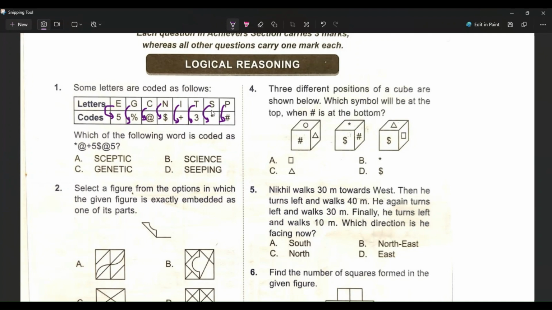So we know the star is coded as S. So let me write, for star the letter is S, at the rate letter is C, plus I, 5 E, and $ N, at the rate is C, 5 is again E. So we got the word as science. So option B is the right answer children.